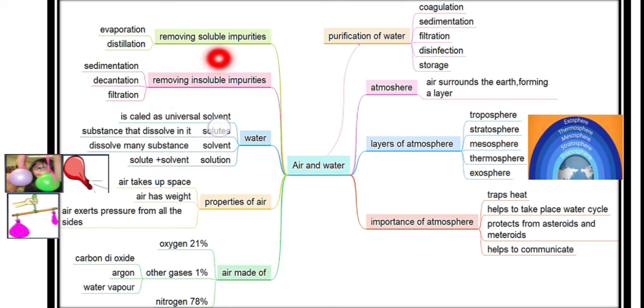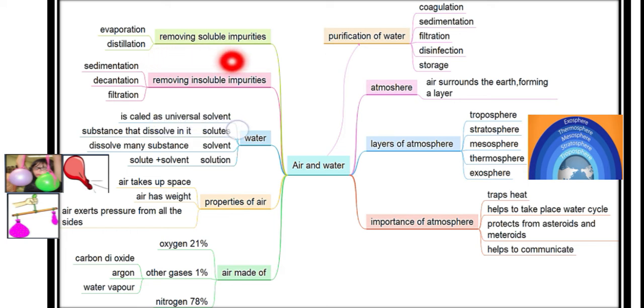So let us discuss removing soluble impurities. The first method is evaporation. The process of turning liquid into vapor is called evaporation. Distillation. The process of purifying a liquid by heating and cooling is known as distillation. So these are the 2 processes where we remove soluble impurities from water.